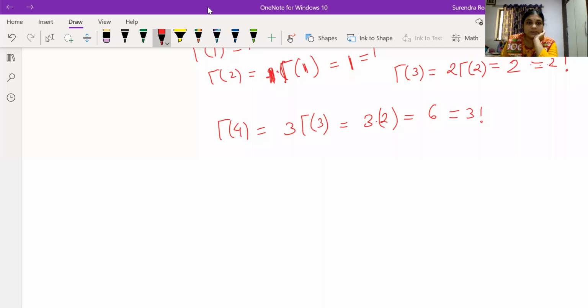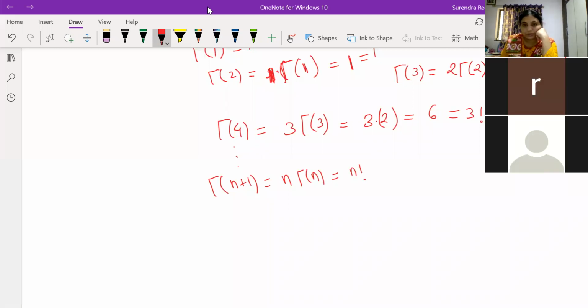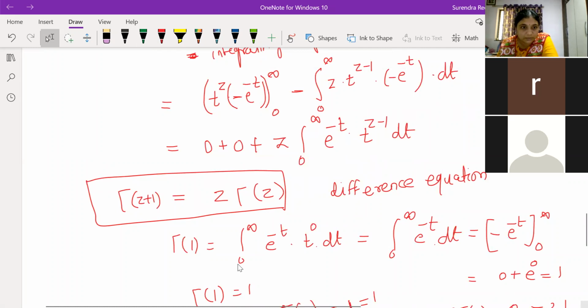Okay, so up to now we have seen gamma z plus 1 is nothing but z times gamma z, and then we have calculated gamma 1, gamma 2, gamma 3 and gamma 4 and so on. What is my gamma n plus 1? Gamma n plus 1 is n times gamma n, which is nothing but n factorial. This is the relation. This is about the application of this.